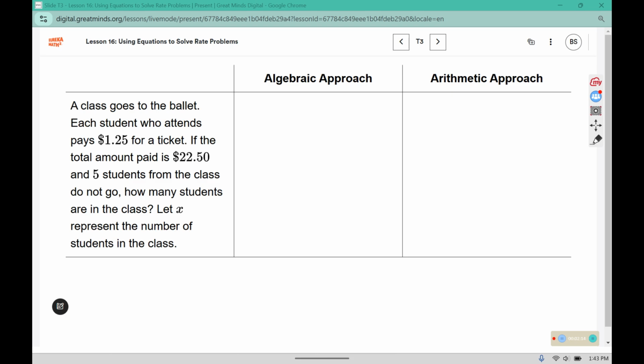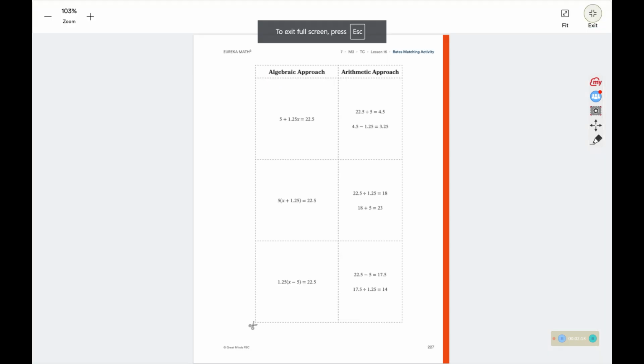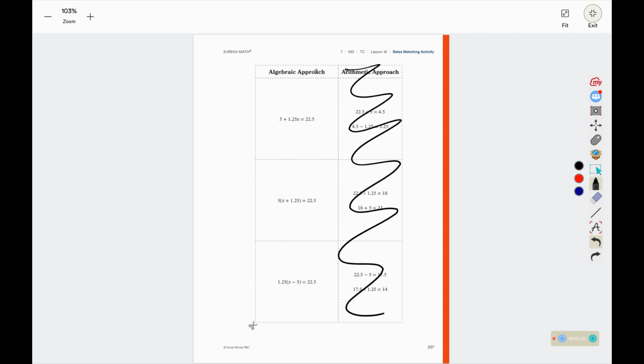So in your workbook, you have a setup of the table as well as this page 227 that you can cut out the algebraic approach pieces. Don't worry about the arithmetic pieces. We're just concerned with these 3 pieces here.